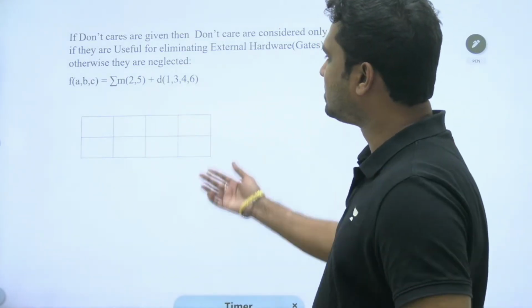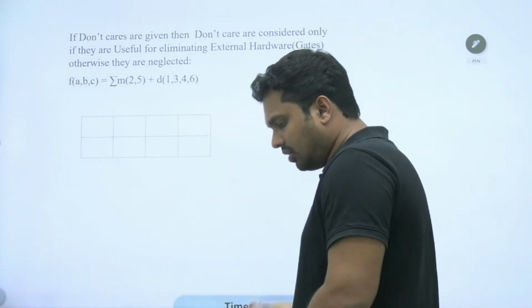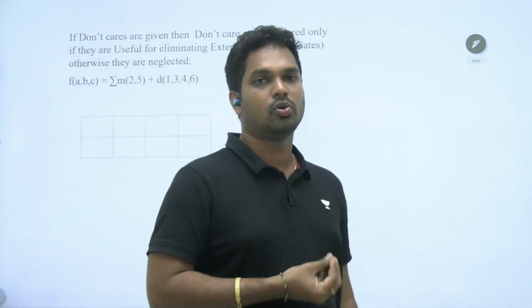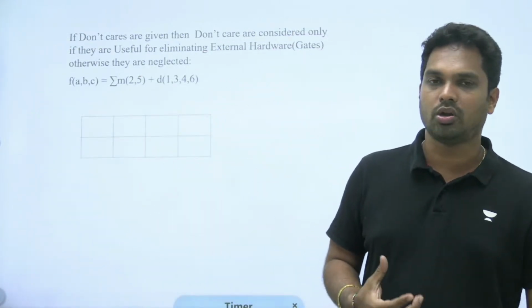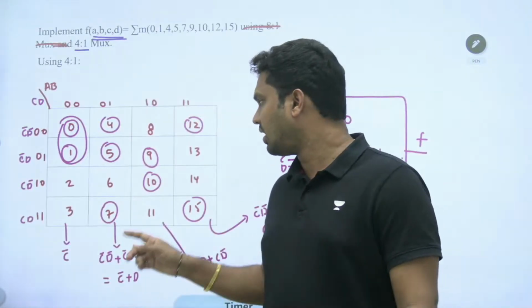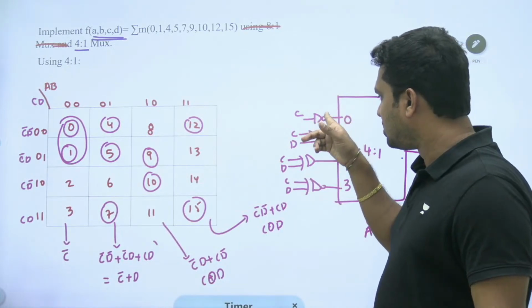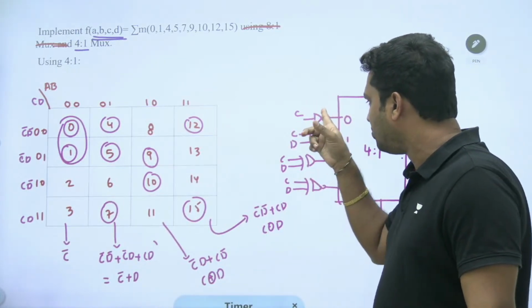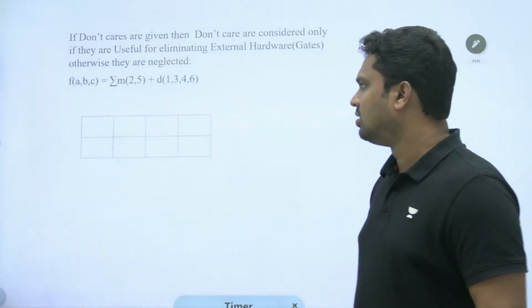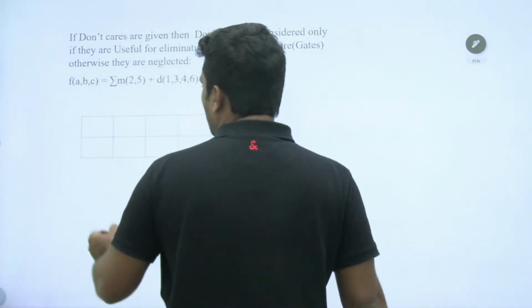So if don't cares are given, how to deal with them? It is not like a K-map. Don't cares here, from the implementation point of view, the internal structure is already fixed. Only externally you are connecting these gates now. If the don't care is helpful to minimize this, we may use the don't care. Otherwise we neglect the don't care. Same as in the K-map, but a small change.